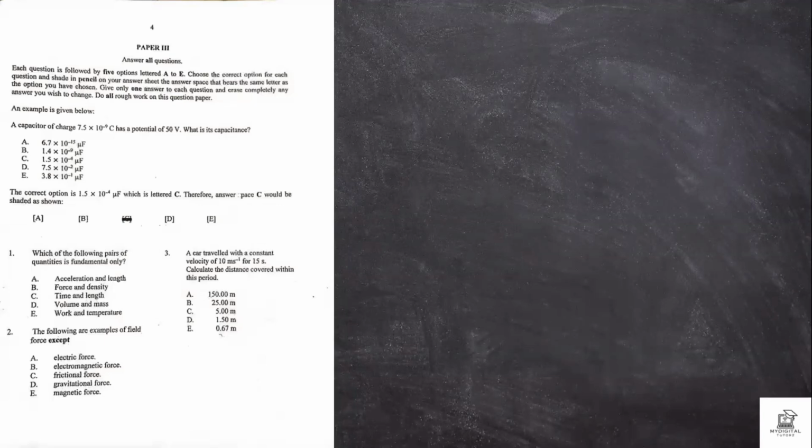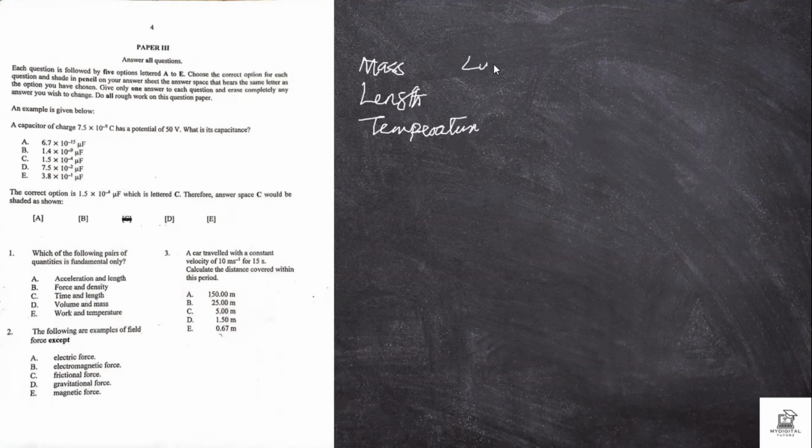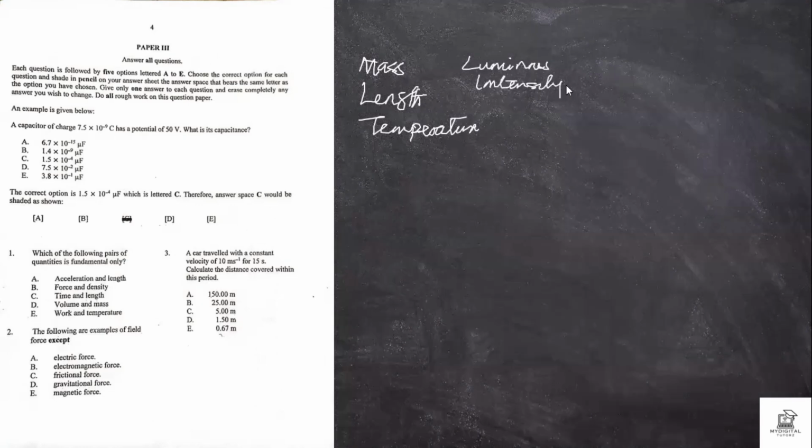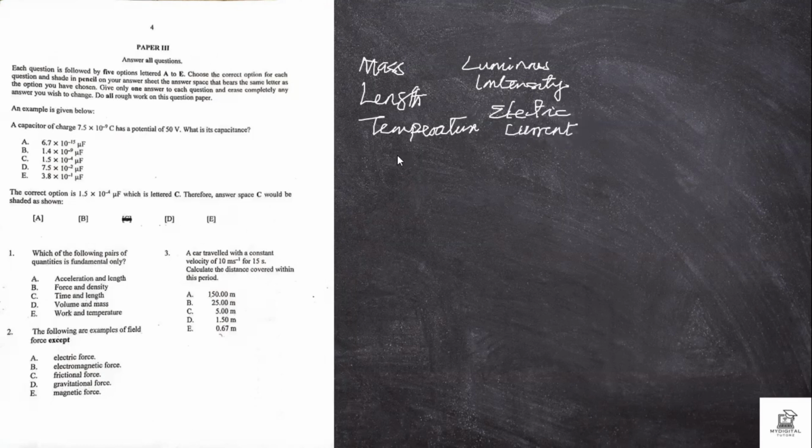So the first question says, which of the following pairs of quantity is fundamental only? So fundamental quantity, remember your fundamental quantities. We have mass, we have length, temperature, we have luminous intensity, we have electric current, what else? We have amount of substance.